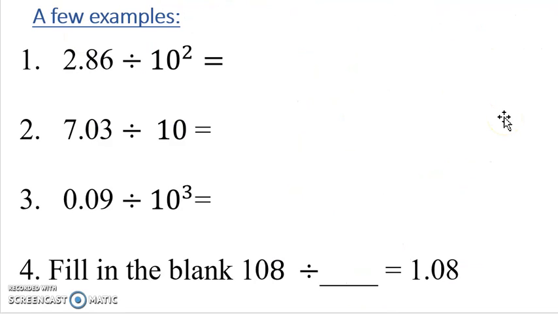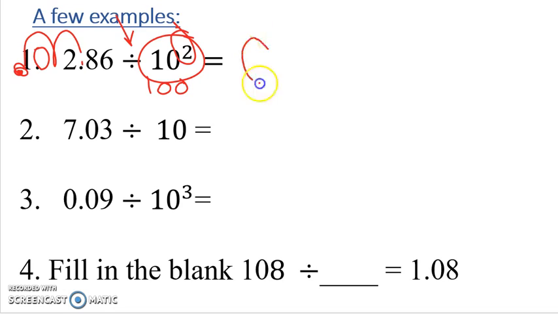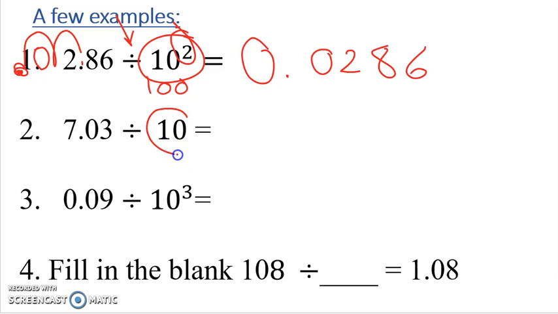We're doing 2.86 divided by 10 squared. Well, 10 squared is just 100. We can either use the power to decide how many jumps to make of the decimal place, or we can just count the number of zeros. So we're doing division here, so we're going to go to the left. 1, 2, new decimal place. Empty humps get filled with zeros. So 0.0286.